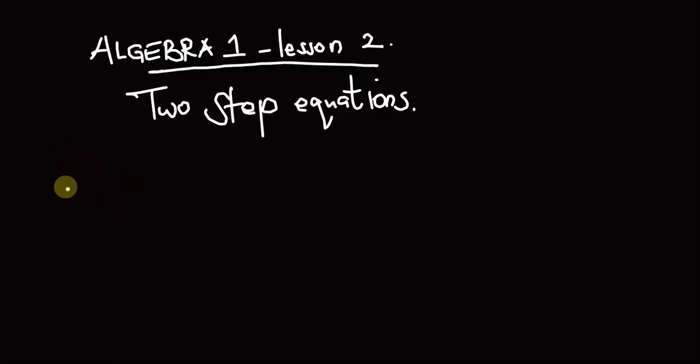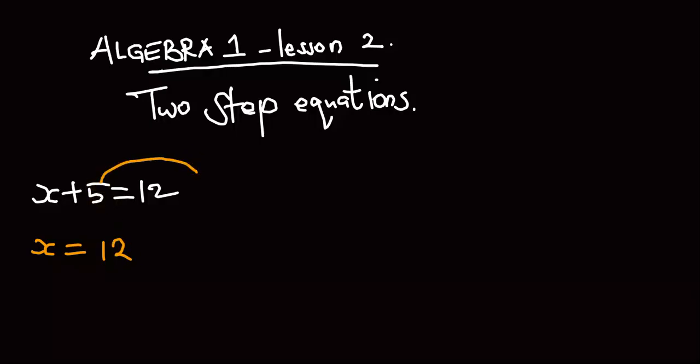Let's do a recap on what we learned in Algebra 1. x plus 5 is equal to 12. We said to solve this question, to get the value of x, you will take 12, then 5, you will take it to the other side. Minus 5. Minus 5.